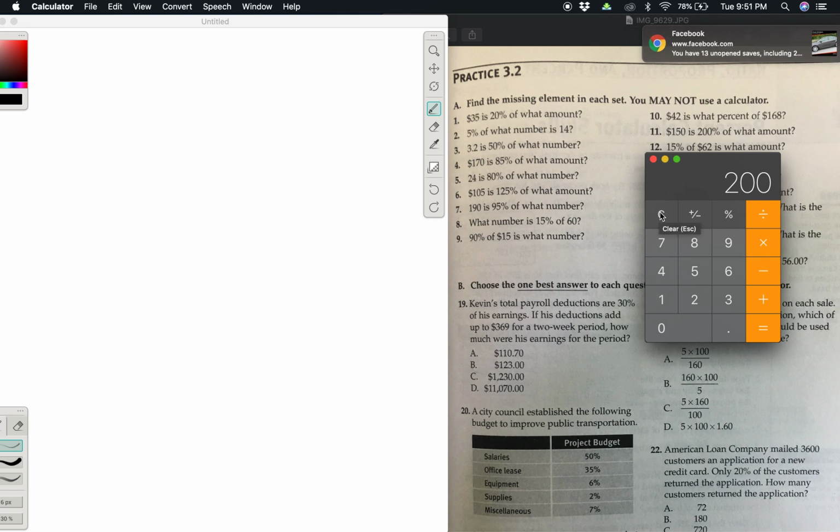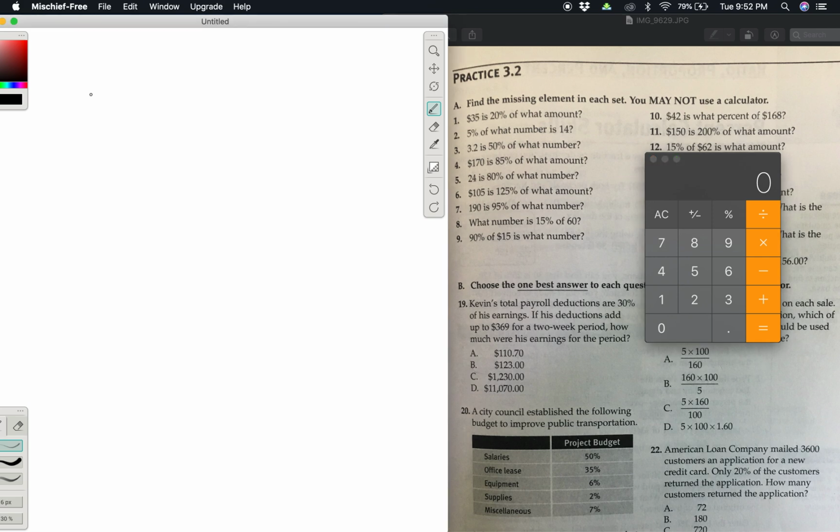Okay, now number 8, what number is 15% of 60? So now we have the rate and the base here. When you have the base and the rate, that's the only time you do multiplication in this formula. Otherwise, if you have the part and the base, or the part and the rate, you would do division.